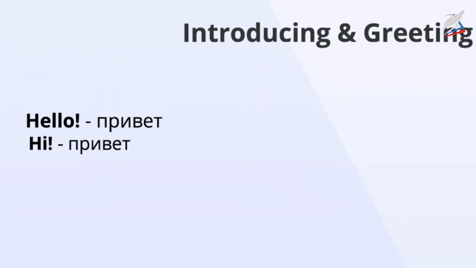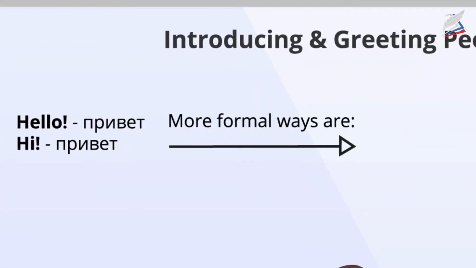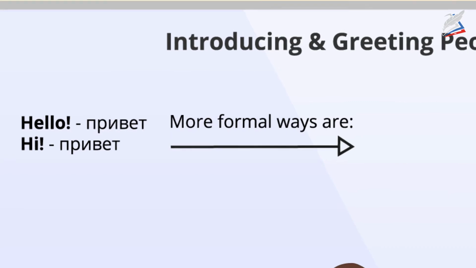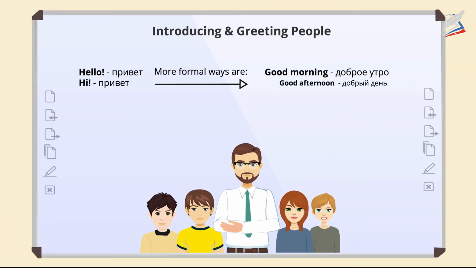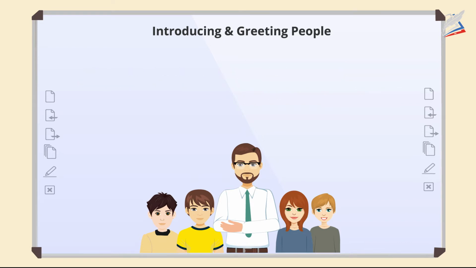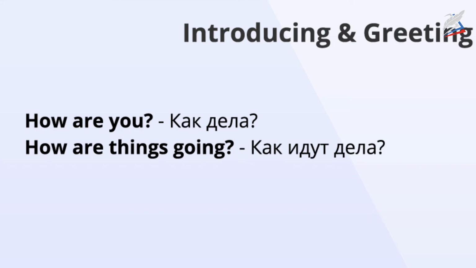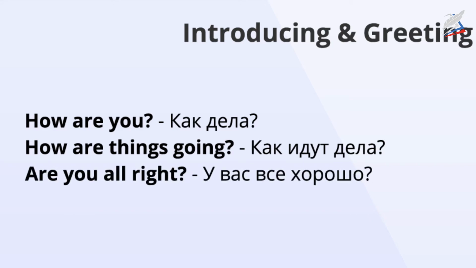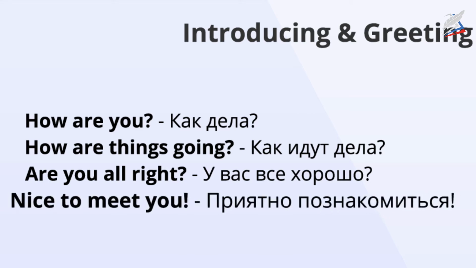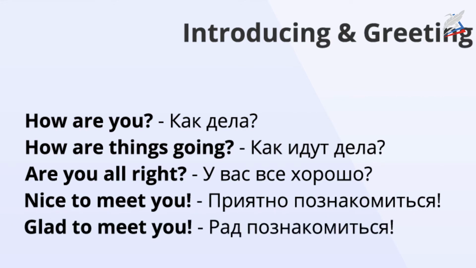Hello. Hi. More formal ways are good morning, good afternoon, good evening. When we meet people, we should show politeness and respect. It's a good idea to ask, "How are you? How are things going? Are you all right?" If you meet a person for the first time, you should show that you are pleased to meet that person. Nice to meet you. Glad to meet you.